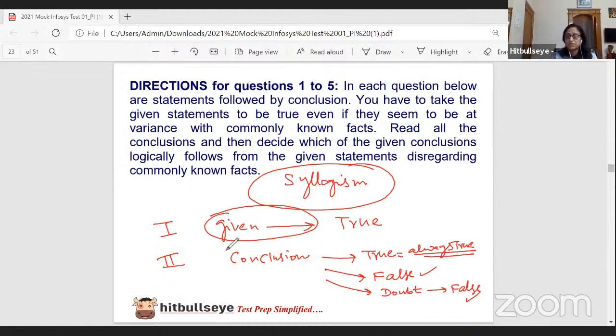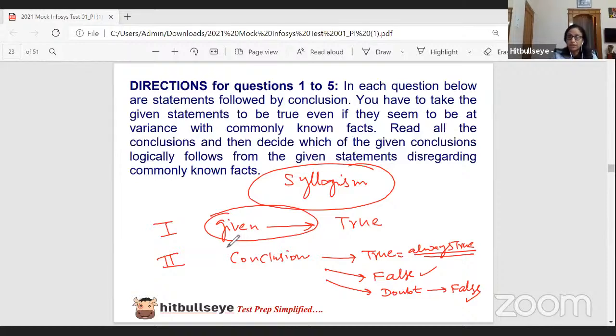Because this is the base of syllogism. The first rule has to do with the given information: it has to be taken as true even if it violates your common sense. The second rule is applied on the conclusions: they are drawn only based on the given information, nothing to do with your common knowledge. When do you mark a conclusion to be true? When it is always true. And when do you mark it wrong? In two situations: either you find a contradiction for it or you are doubtful about that conclusion.